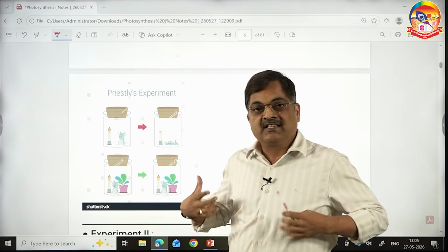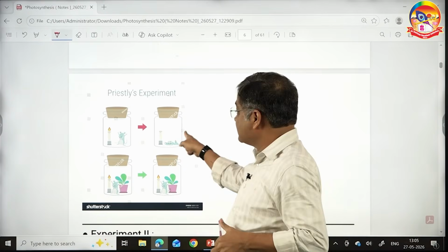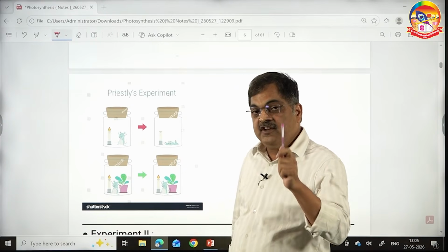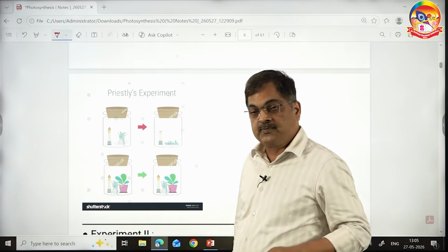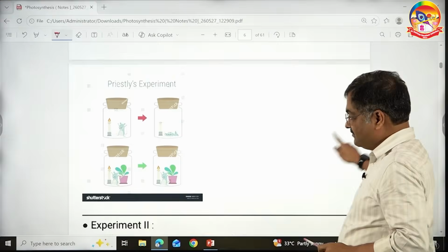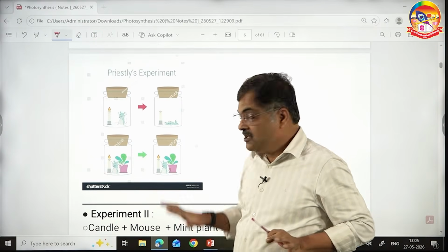You may ask me why such sad things happen. Simply because there is no oxygen. The deficiency of oxygen is the reason why the rat got suffocated and the candle was put off. Then you know what Priestley did? He thought that he should not kill the rat. So what did he keep?